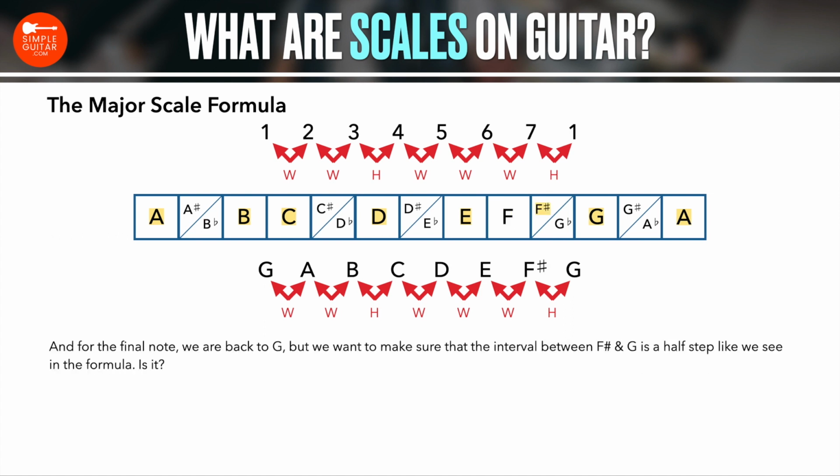Ta-da! And now for the final note, we are back to G, but we want to make sure that the interval between F sharp and G is a half step like we see in the formula. Is it? Yes, it is. So the distance between F sharp and G is a half step. So now we have the G major scale all put together using the major scale formula.